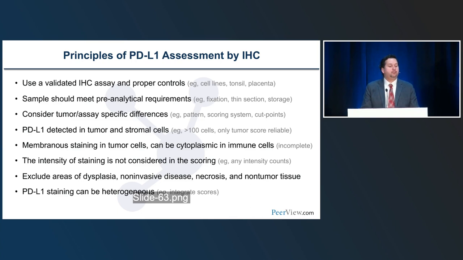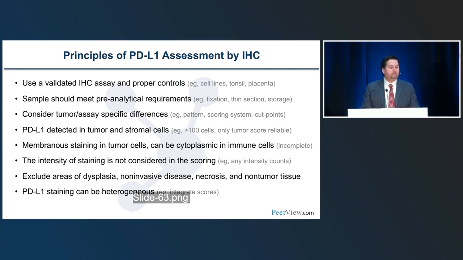A third important consideration is that we need to be aware of the tumor assay-specific differences. And this is critical because, as we'll see next, some PD-L1 assays are approved in certain diseases associated with specific drugs. So depending on the tumor type and the expected treatment, we might actually want to develop one assay or one scoring system over another. So understanding that is critical to be able to handle this correctly.